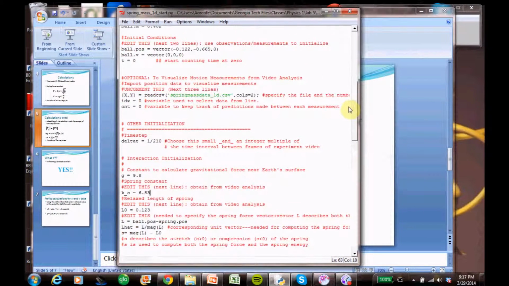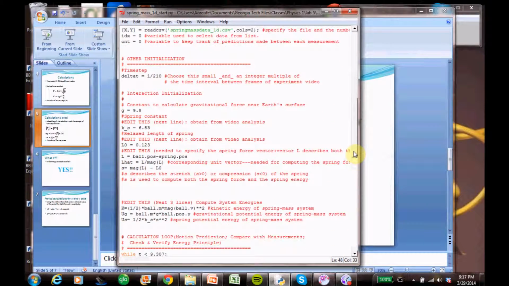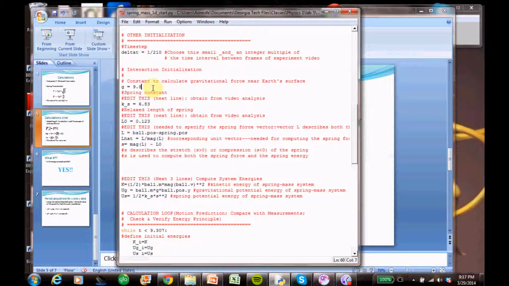Once I had done this, I could then create a computer model for the motion of the spring mass system. I start with my initial conditions, entering the ball's mass, its position, and the velocity, and also entering this code block to read the CSV file I created from using Tracker. I enter the gravitational g equals 9.8, the spring constant, and the initial length, as well as setting up L, which is basically ball.pos minus spring.pos.